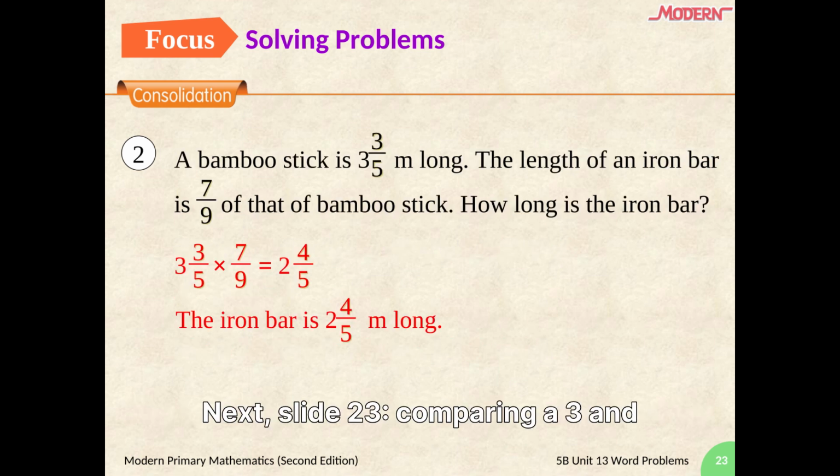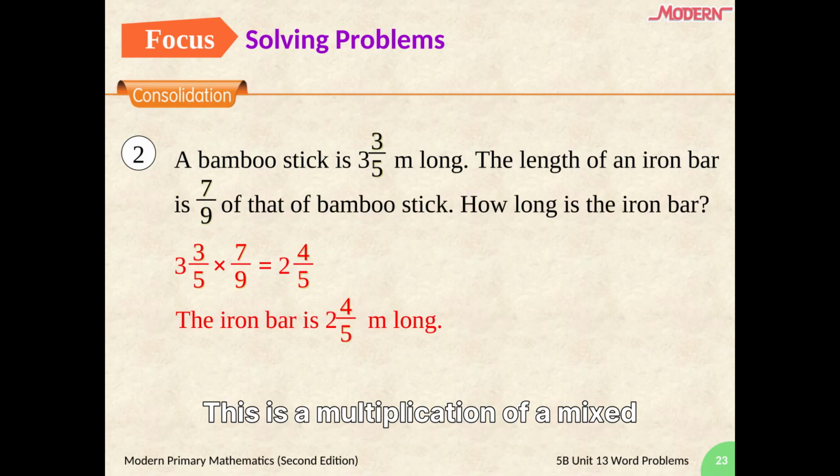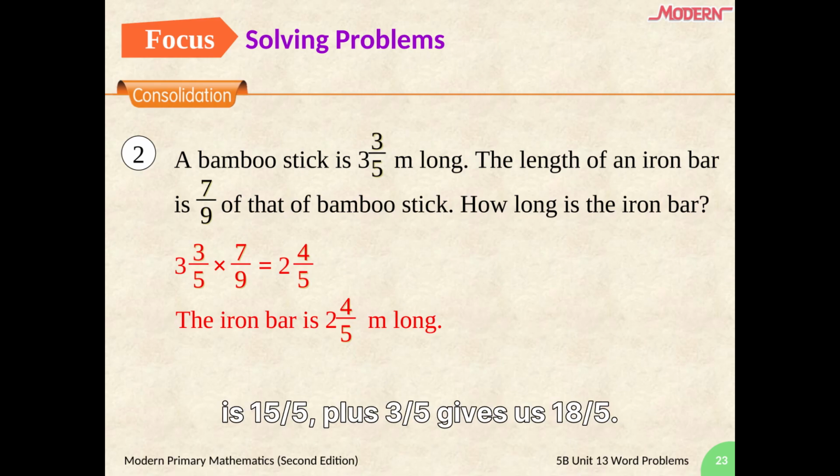Next, slide 23, comparing a 3 and 3/5 meter bamboo stick to a 7/9 length iron bar. This is a multiplication of a mixed number and a proper fraction. First, convert 3 and 3/5. 3 wholes is 15/5, plus 3/5 gives us 18/5. Now, multiply 18/5 by 7/9.